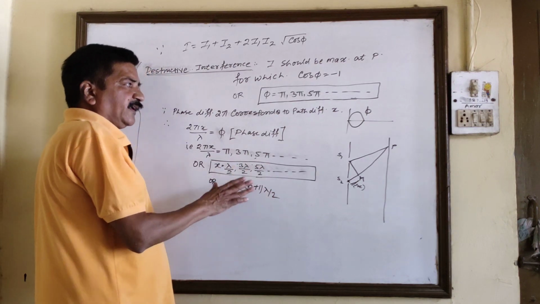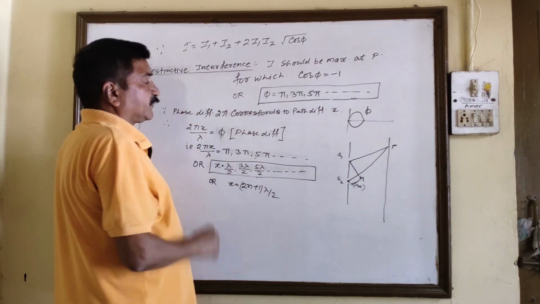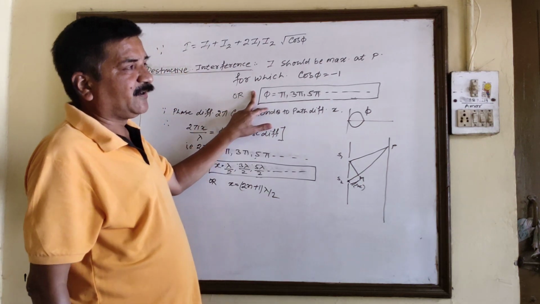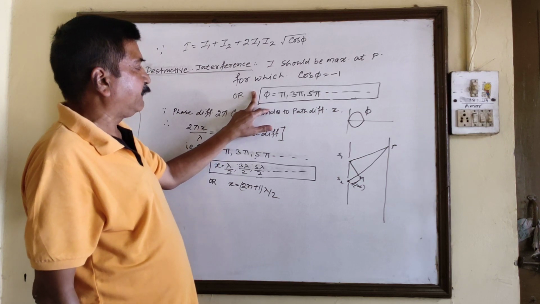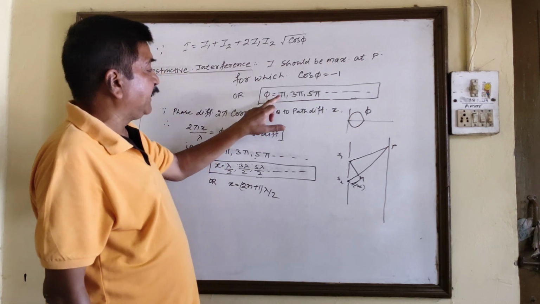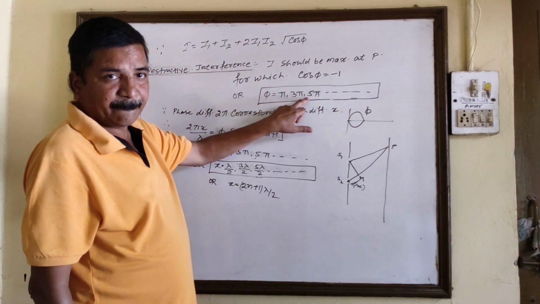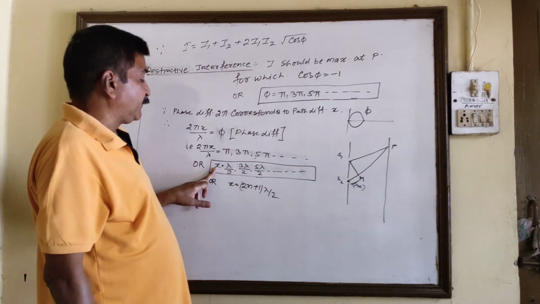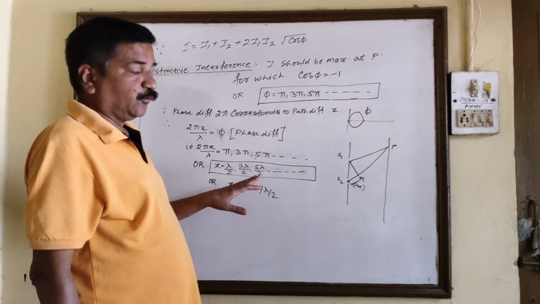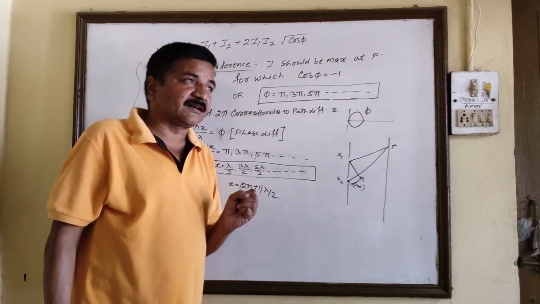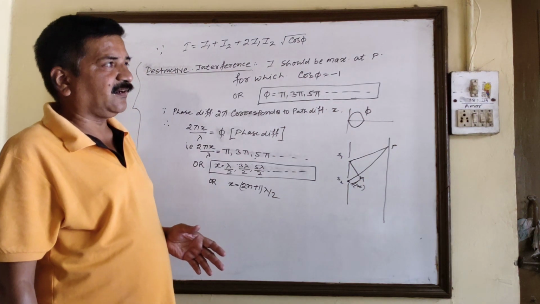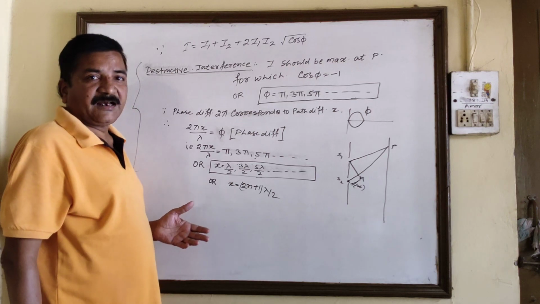So now we finally conclude that for destructive interference, the phase difference between the two interfering waves should be an odd multiple of pi, and the path difference between the two interfering waves will be equal to an odd multiple of lambda by 2. So now one thing is clear: for constructive and destructive interference, two different types of conditions are required, which will produce maxima and minima.